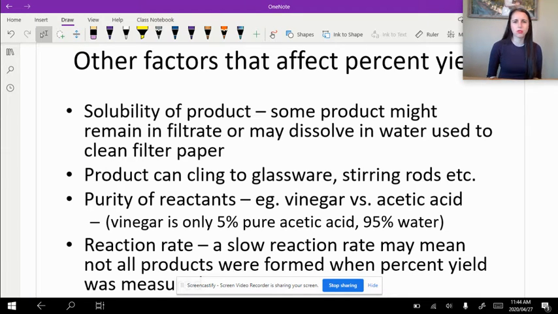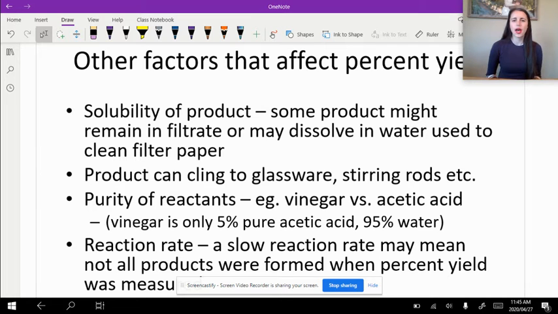Sometimes you might have a solubility issue. So sometimes you might have a remaining precipitate and you don't actually get to retrieve all that precipitate. Sometimes you might have products cling to glassware. Hopefully we can do our percent yield lab.